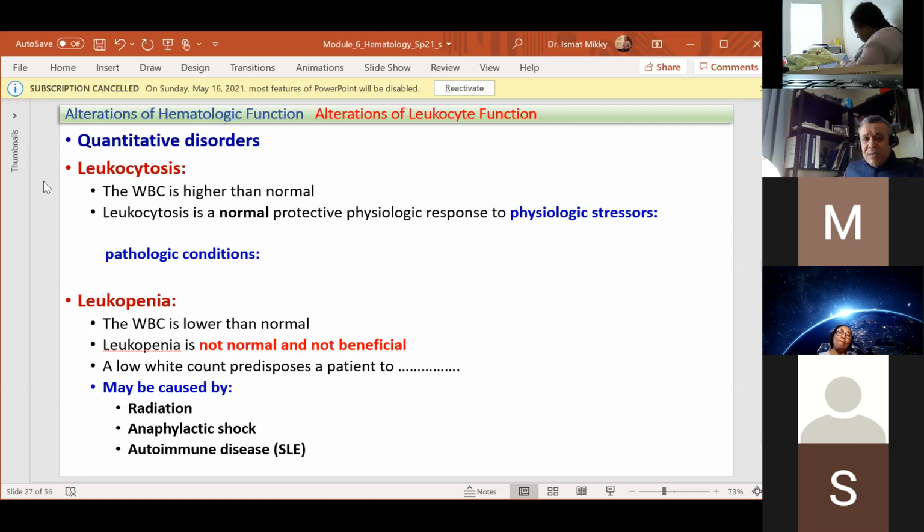What could cause leukopenia, or decreased white blood cell count? Very prominently, you will see it all the time in patients with cancer who receive radiation therapy, or chemo and radiation, or both. Autoimmune disease like lupus. And as I said, chemotherapeutic agents could also result in a significant decrease in white blood cell count.